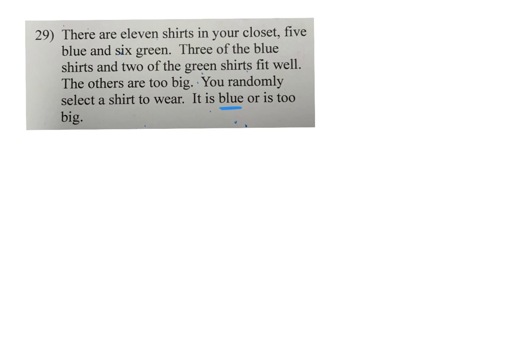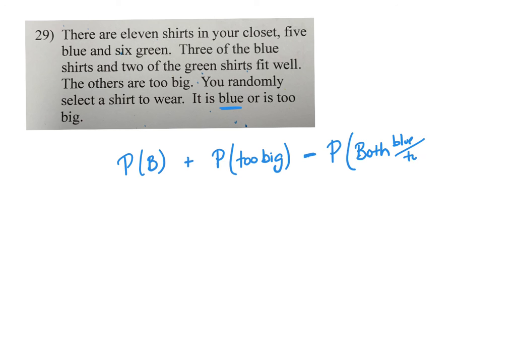So we're going to look at the probability of it being blue, and we are going to add that to the probability of it being too big. And we are going to subtract the probability of it being both blue and too big. So the probability of it being blue, well, I have 11 shirts altogether, so my denominator here is 11. It tells me that 5 are blue, so that's the probability of blue.